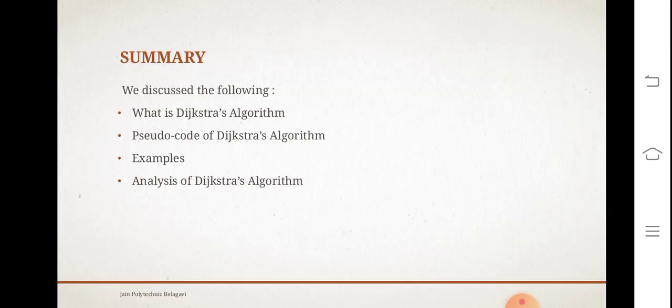Then let me summarize what we discussed so far. So we understood what is Dijkstra algorithm, then the pseudocode of this Dijkstra algorithm, and examples and the analysis of Dijkstra algorithm. If you are having any doubts in this, please do ask your queries. Definitely I'll be helping out with your queries, and don't hesitate to ask your questions.